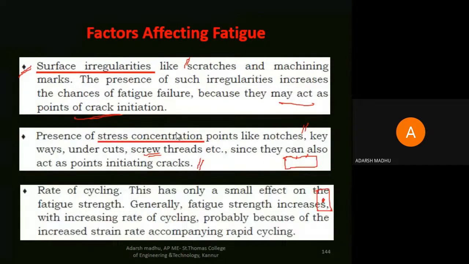Rate of cycling. Rate of cycling means the type of cycling that we are applying on a particular material. If we are applying a normal stress cycle or a normal type of load on a material, there is less chance of fatigue occurring, or less chance of a crack initiating and propagating.